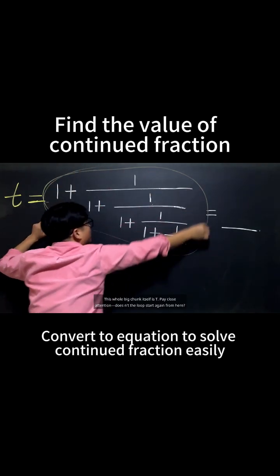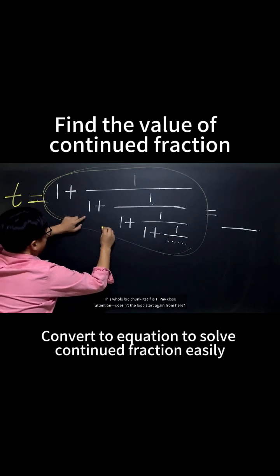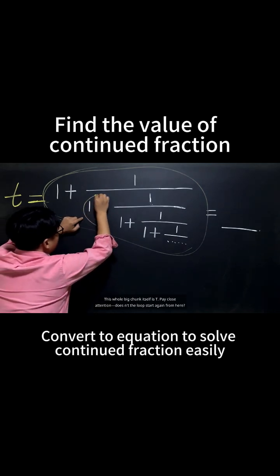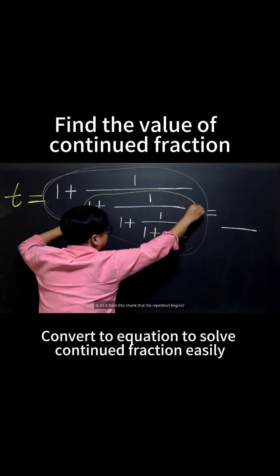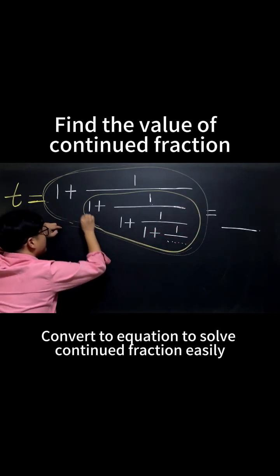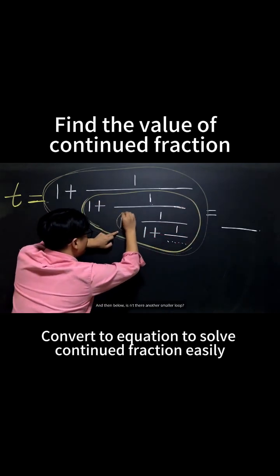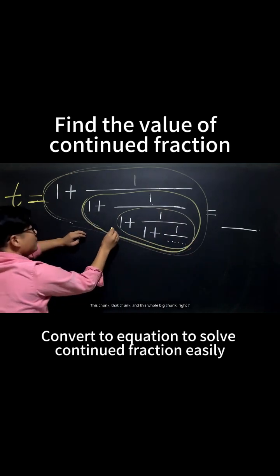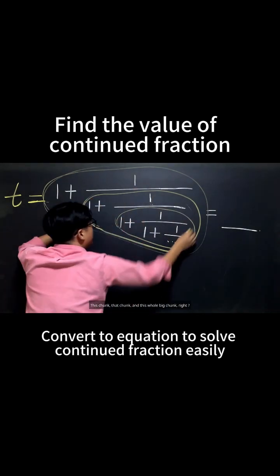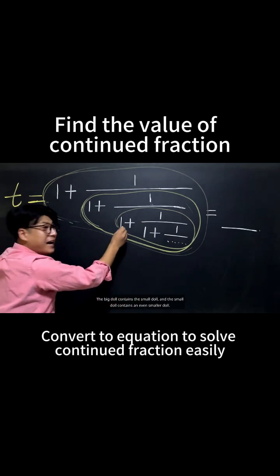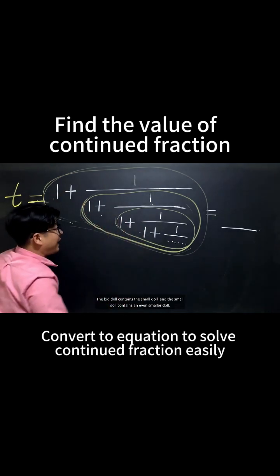This whole big chunk itself is t. Pay close attention. Doesn't the loop start again from here? Isn't it from this chunk that the repetition begins? And then below, isn't there another smaller loop, right? This chunk, that chunk, and this whole big chunk, right? The big doll contains the small doll, and the small doll contains an even smaller doll.